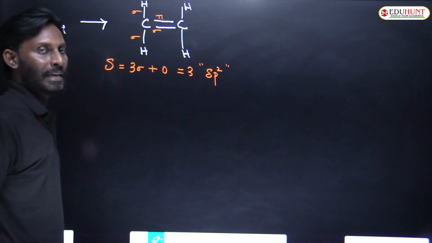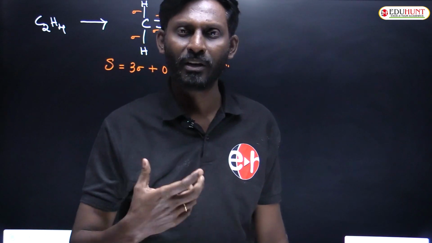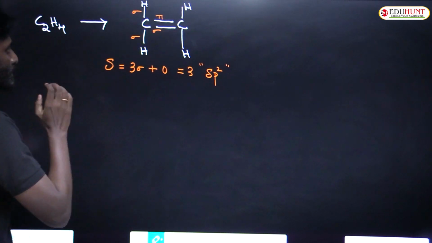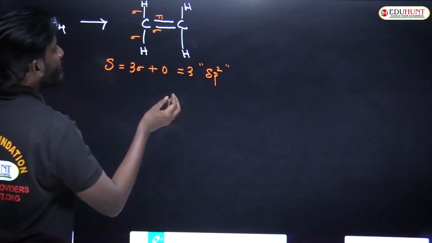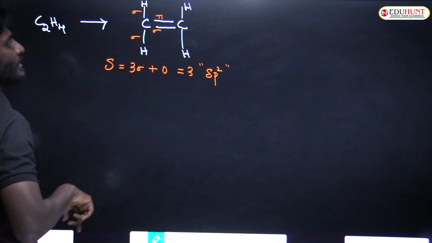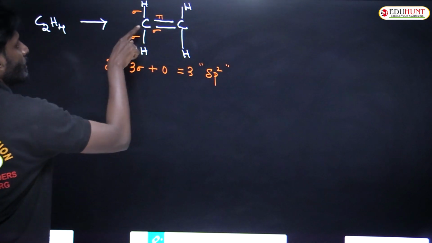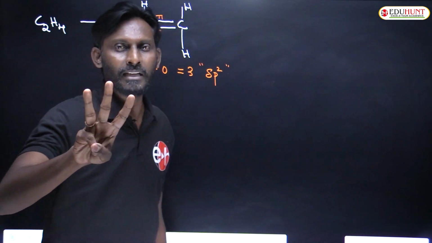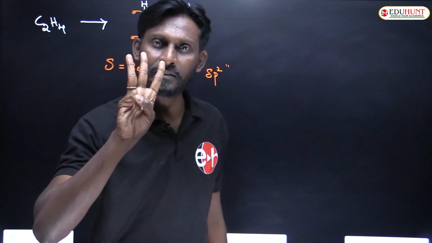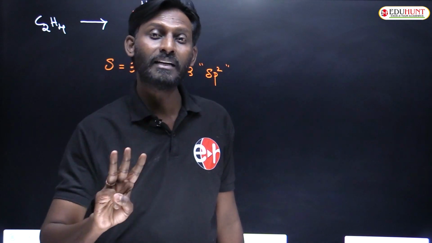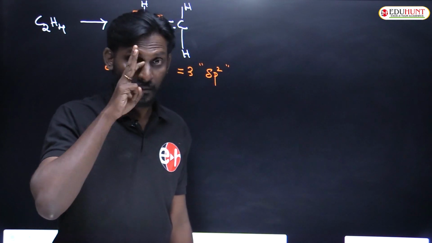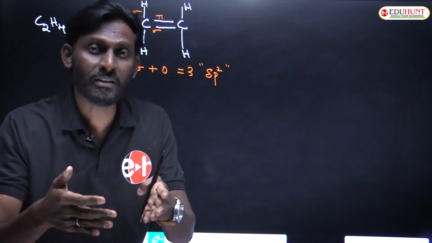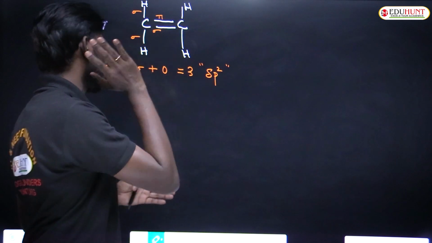After these examples, I will give you the best technique to determine the hybridization of any example. But for now, don't bother about how I determined the hybridization here. Look at this carbon. How many sigma bonds does it have? 3 sigma bonds. And any lone pairs? No lone pairs. So if there are 3 sigma bonds, to form those 3 sigma bonds, carbon must need 3 hybrid orbitals. And the hybridization which gives 3 hybrid orbitals is sp2.